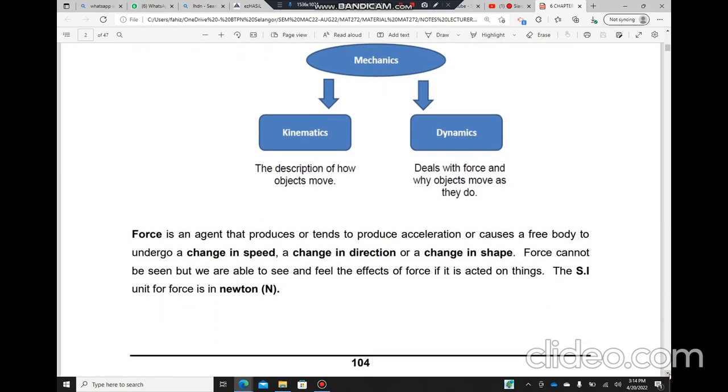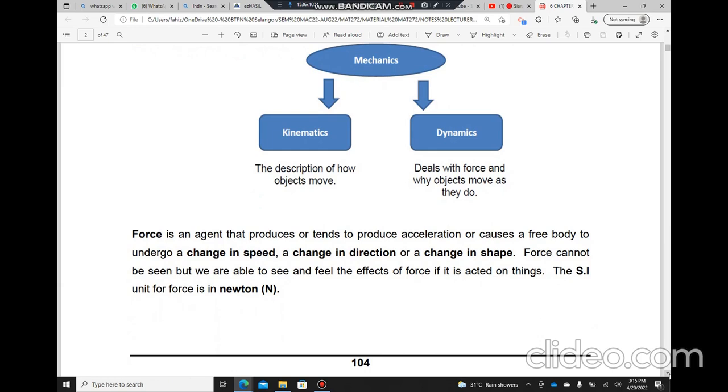Okay, so force is an agent that produces or tends to produce acceleration or causes a free body to undergo a change in speed, a change in direction, or a change in shape. Force cannot be seen, but we are able to see and feel the effects of force when it acts on things. The SI unit for force is the Newton, N.